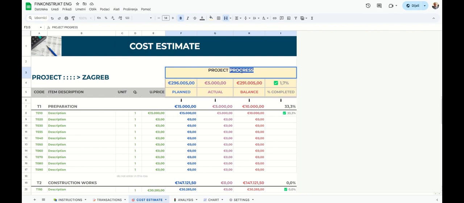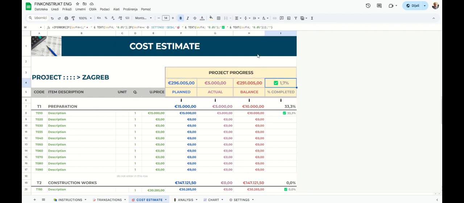You're right. And that's why I think FINKONSTRUKT is so cool. It's not just a tool. It's a whole different way of thinking. It's about giving people the information they need, transparency, control. It shows us that there are simple solutions to tough problems.